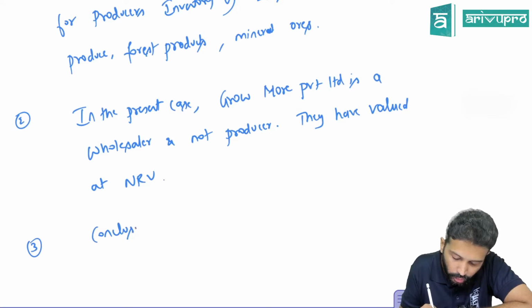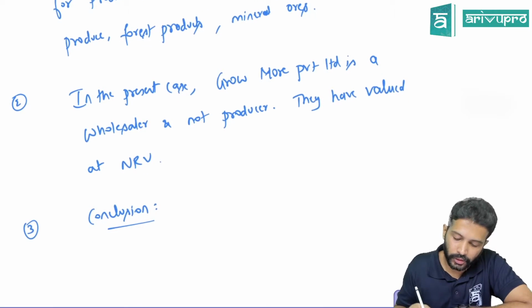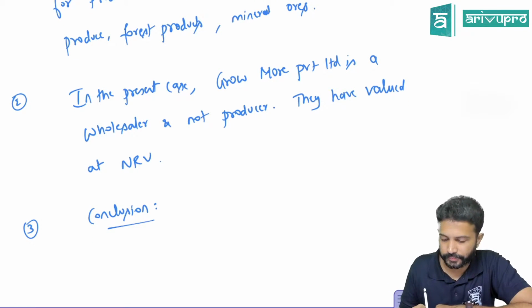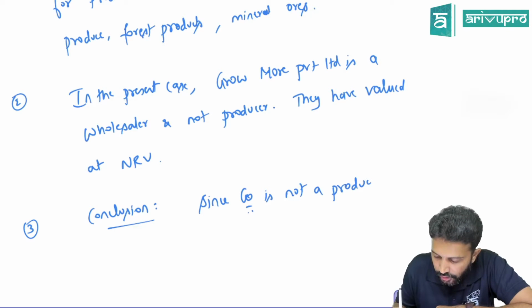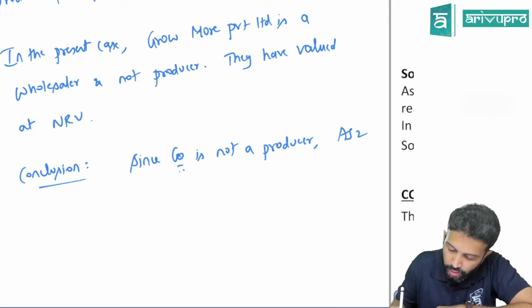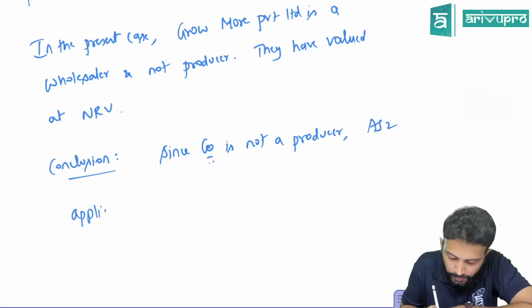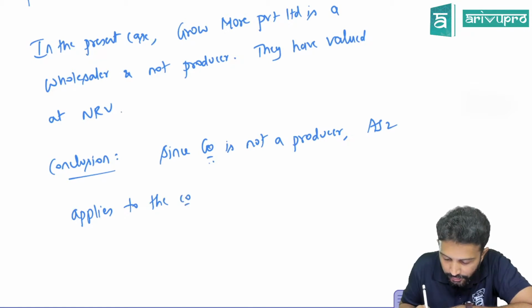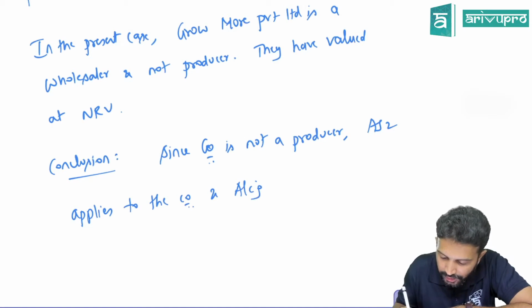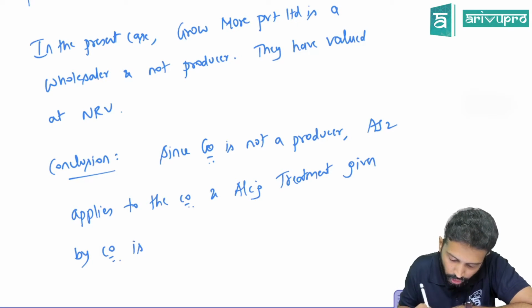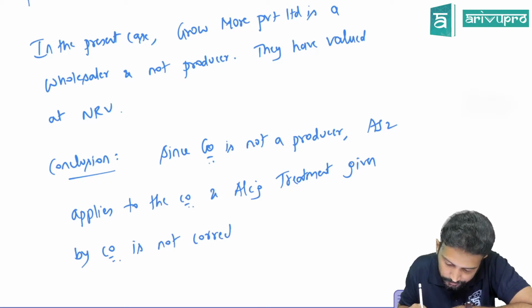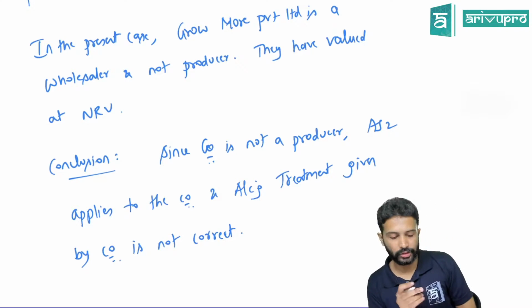Then finally you conclude. Conclusion: since the company is not a producer, AS 2 applies to the company, correct? AS 2 applies to the company, and the accounting treatment given by the company is correct or incorrect? Incorrect. Accounting treatment given by the company is not correct. Like that you can conclude. So this is how you'll be answering.